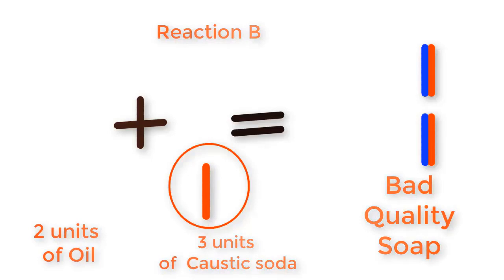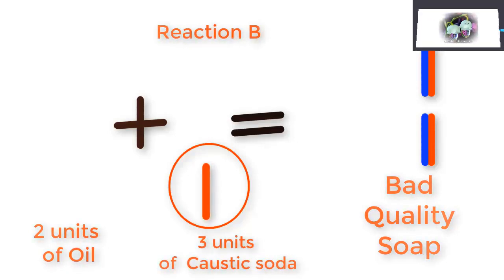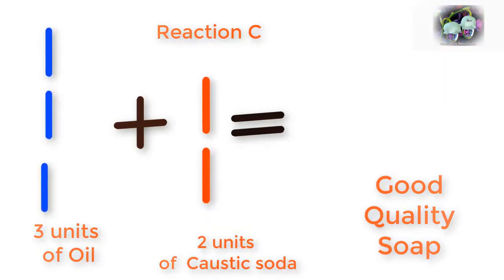Now, this is what every soap manufacturer wants to avoid. That is, making sure that no excess of caustic soda is left behind in the soap. Instead of having excess caustic soda, it is even better to have excess of oil left in the soap. Now, take for example, that will take us to case C or reaction C. Take for example, we have 3 units of oil reacting with 2 units of caustic soda.